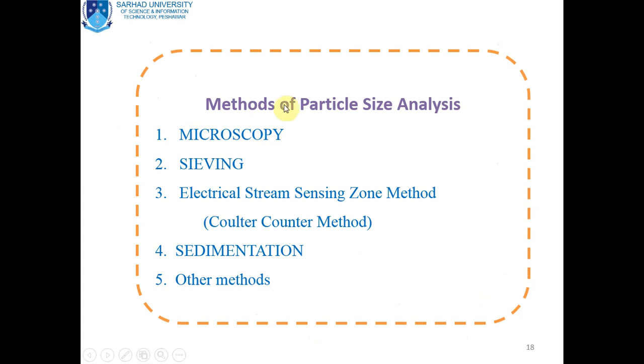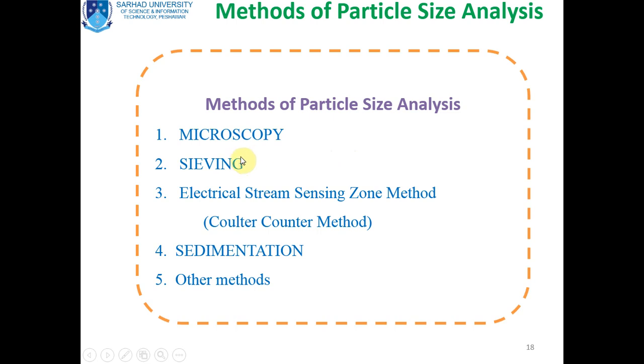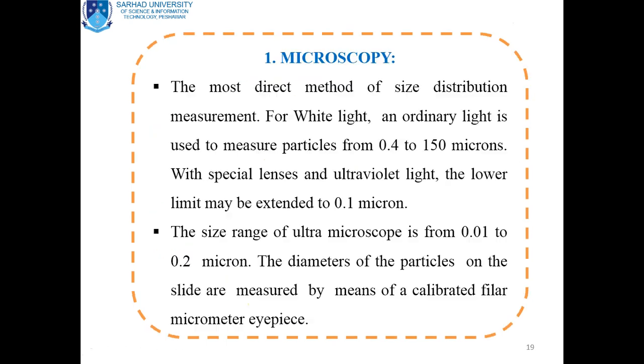Now, methods of particle size analysis include microscopy, sieving, and the electrical stream sensing zone method. One method under the electrical stream sensing zone method is called the counter method. Others are the sedimentation method, and other methods using the X-ray diffraction method.